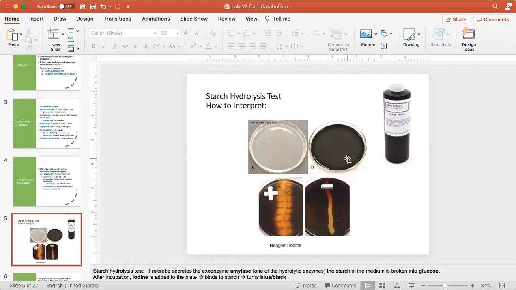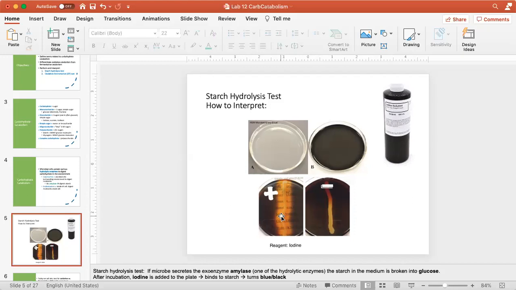black color. Some people see it more as a bluish color. I see it as a black-brown color. Your eyes may be a little different. Anywhere that there's still starch here, we're going to get the black color change. So here's a starch plate before any cells have been put on it. And when you put iodine on it, the whole plate turns black. It's going to bind to the starch, and you're going to get that black color change.